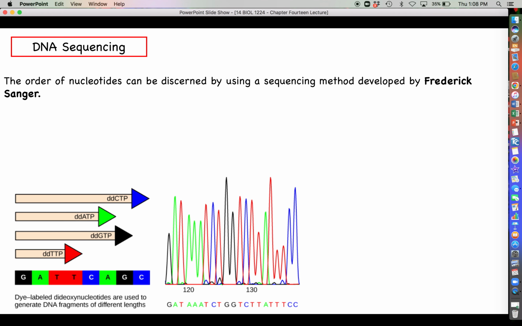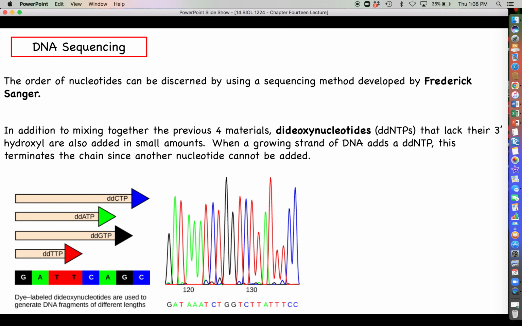So the modern method of DNA sequencing was developed by a man named Frederick Sanger. So the idea here is that he would, in a test tube, collect all four components that we just mentioned on the previous slide, except he would add a fifth component. These are called dideoxynucleotides. They're just like the regular nucleotides, except they are also missing their 3' hydroxyl in addition to their 2' hydroxyl. Now, you'll hopefully remember that 3' hydroxyl was important because that is the place where we're going to add another nucleotide onto a growing piece of DNA.